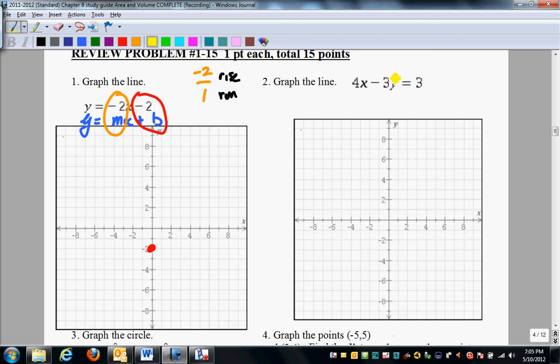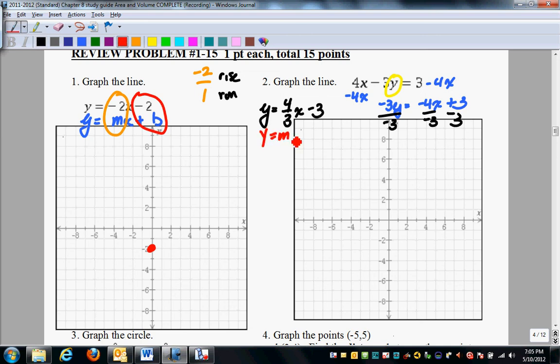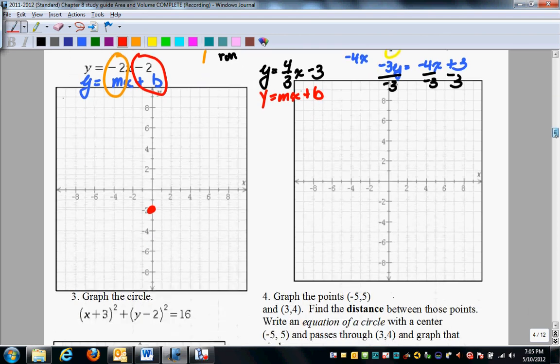For this one, since it's in standard form, you want to get y all by itself. So we're going to do that first by minusing 4x from both sides. So we have -3y equals -4x plus 3. We're going to divide by -3. Get y equals +4 over 3x minus 3. Put y equals mx plus b. And now graph your line.